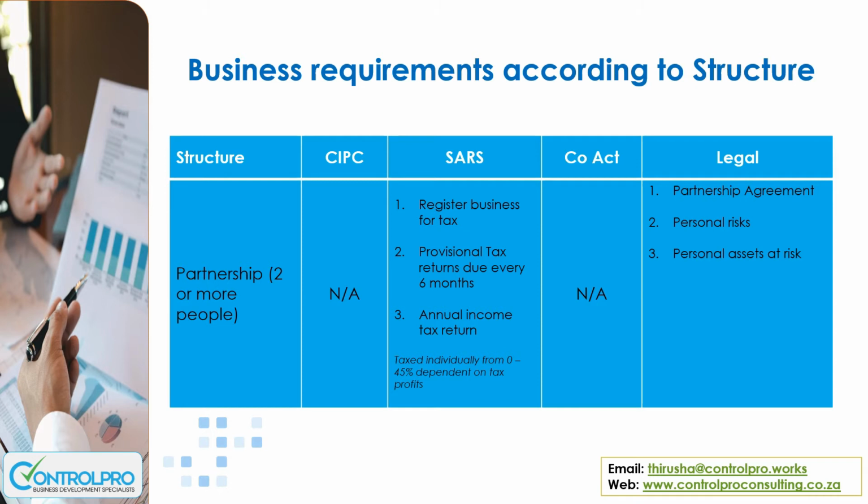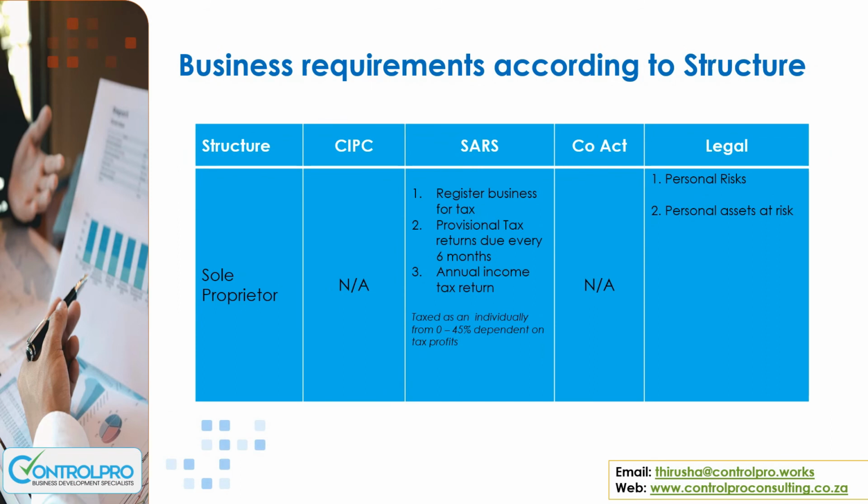Lastly, we're going to be looking at a sole proprietor. So a sole proprietor is somebody who trades in their own names. So very similar to partnerships. In fact, it's the same, except here it's only one person who's trading as themselves, whereas a partnership, it's more than one person. Okay, so here we're going to do the same thing: register for business, register the trading aspect for tax. Okay, and then your provisional tax returns will be due every 6 months, and you'll be required to submit an annual income tax return as well.